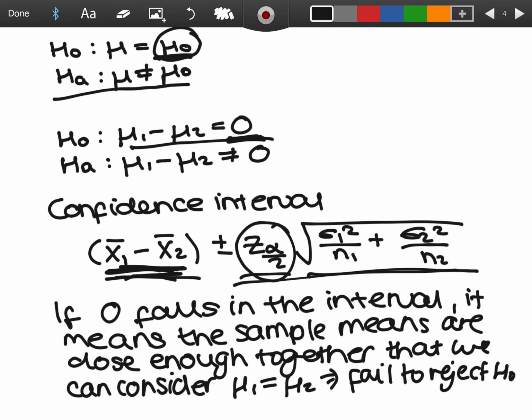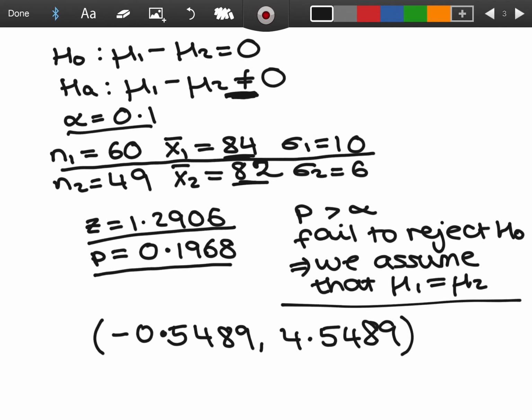Okay, so in our case here, 0 falls in that interval. That means we fail to reject the null hypothesis, which means that we can consider the mean pulse rates of smokers and non-smokers to be equal. Exactly what we have said here.